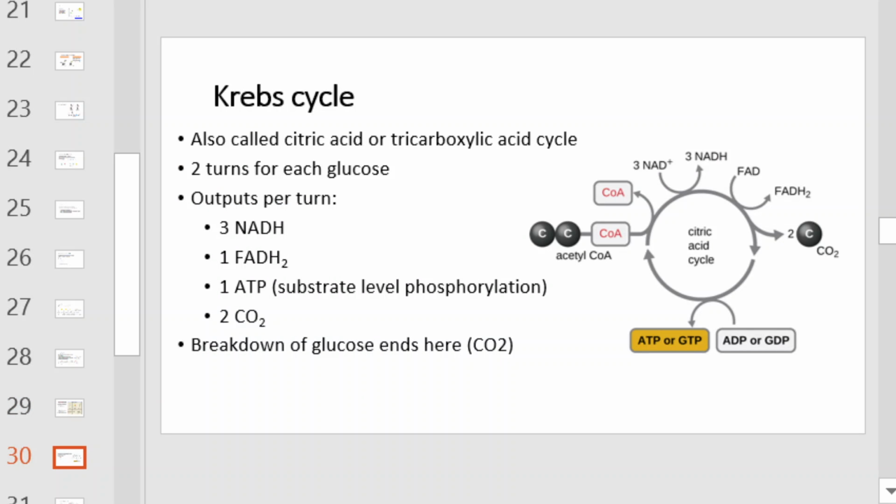Depending on whether oxygen is present or not, the next step in the catabolism of carbohydrates is the Krebs cycle. The Krebs cycle is also called the citric acid cycle, or tricarboxylic acid cycle. It takes 2 turns for each glucose, and the outputs include 3 NADH, 1 FADH2, 1 ATP, and 2 CO2s. The breakdown of glucose ends here.